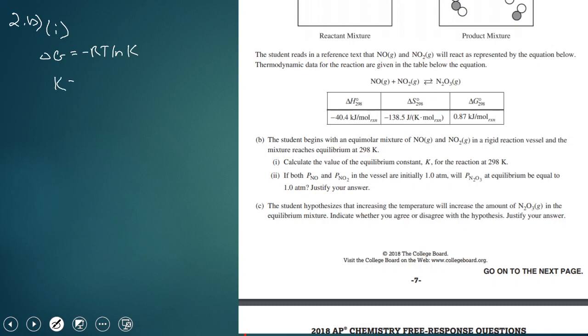So solving for K, well, K is equal to e to the power of negative delta G over RT. So this is just simple algebraic manipulation. The inverse of the natural logarithm is the exponential with base e, and so we can solve for K this way, and then we just have to plug in all the information that we know. And so K would be equal to e to the power of, put it in brackets, we're given 0.87 divided by our reaction occurs at 298 Kelvin, and then our R value for this case we would use 8.314 joules per mole Kelvin.